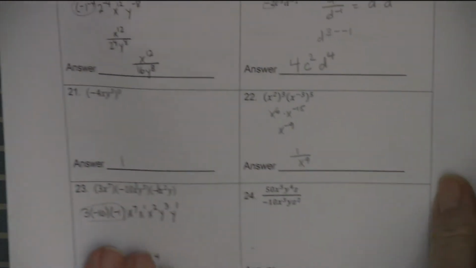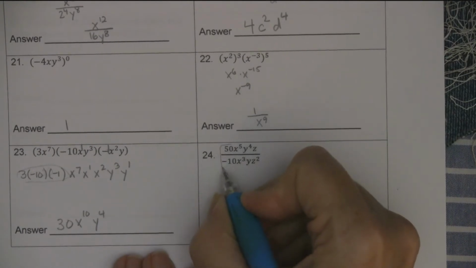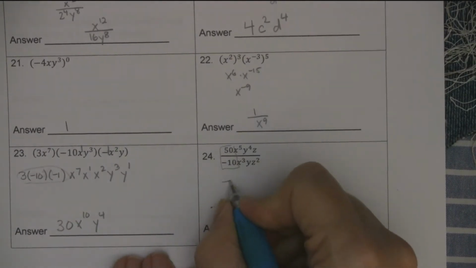And this is another division one. And so when I start dividing here, this is negative 5.